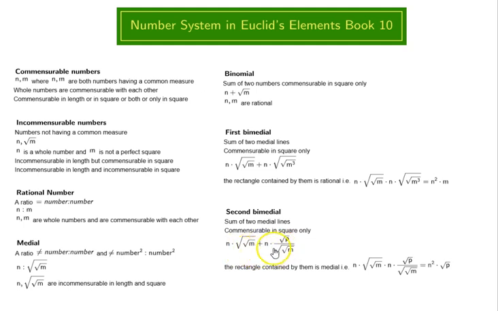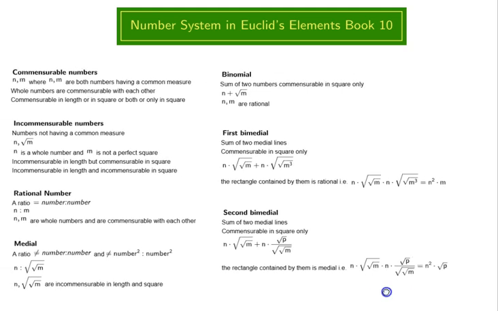And if we take the product of these two, which is what a rectangle area is, then we have n times square root of m times n times square root of p by square root of m. So square root of m will get cancelled out. We are left with n square times square root of p. So again, if you notice, n square and root p are commensurable in square only. So that means the rectangle is medial.